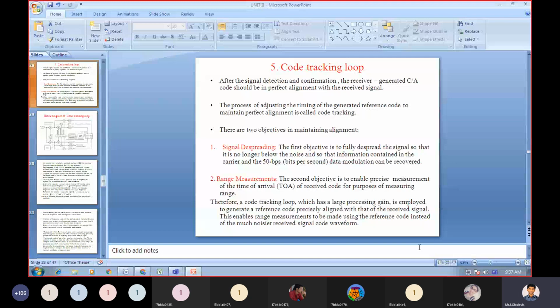There are two objectives in maintaining perfect alignment by adjusting the timing of the generated reference code. The first one is signal despreading.